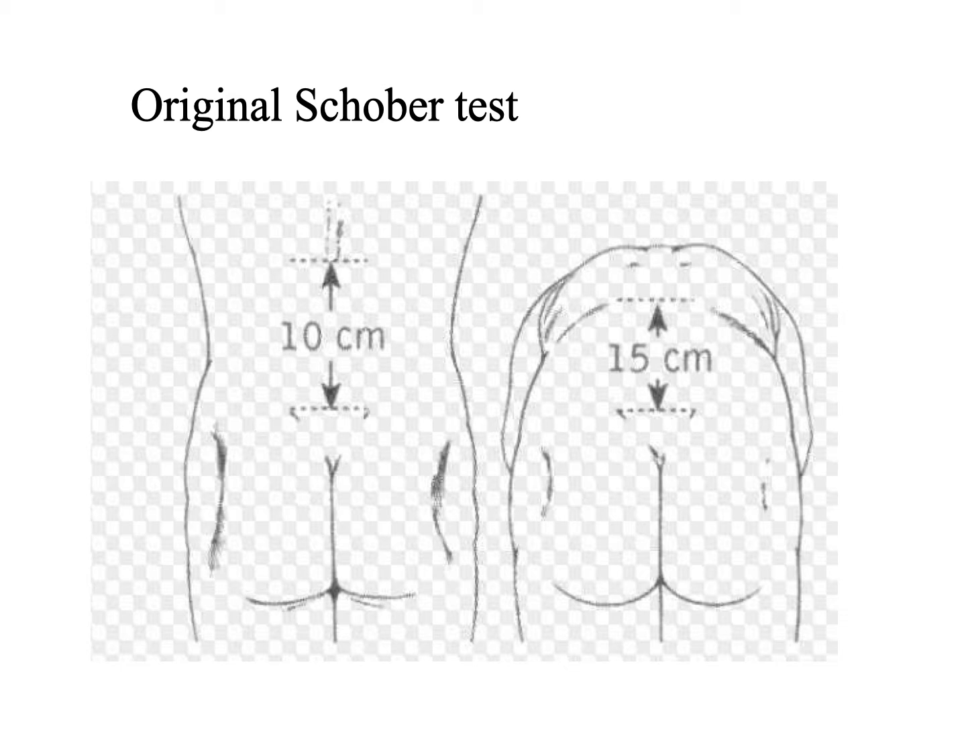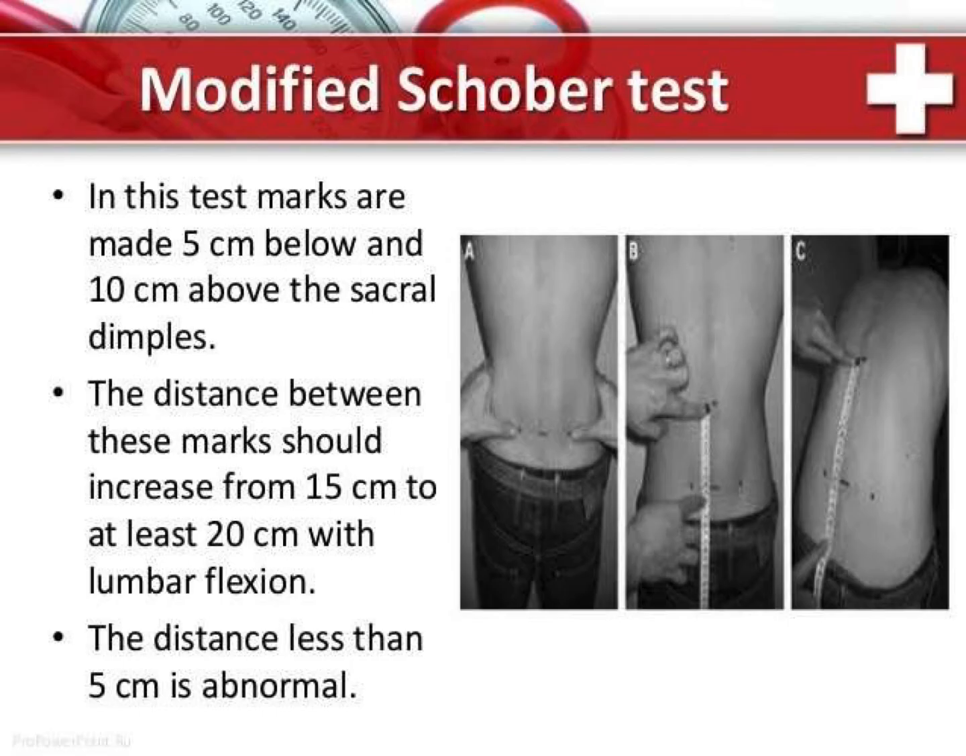The original Schober's test was performed by drawing a point between the dimples of Venus and another point 10 cm proximal to this. The patient was asked to bend forwards. A difference of more than 5 cm was considered normal.